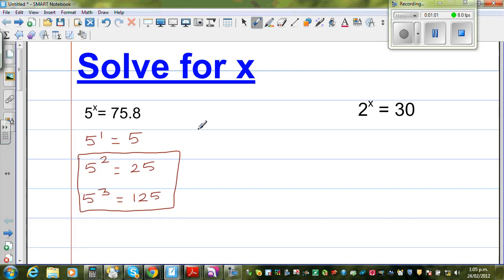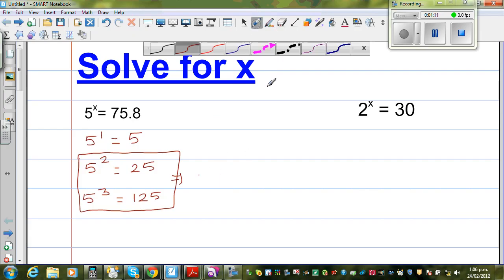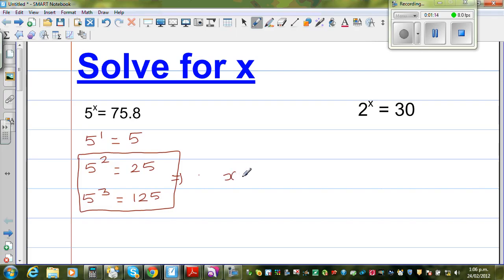the value of x. So from this I can say that x has to be between 2 and 3, somewhere between. So I can write this, x is surely, my answer should be between 2 and 3. That's even without knowing what to do. If you know these facts, you can say x has to be a number between 2 and 3.